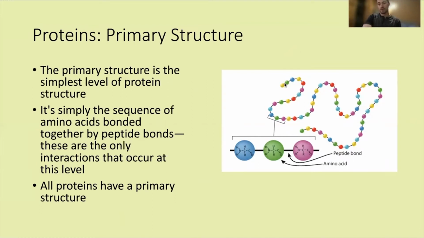If you look right over here to the right, that's exactly what it is. These little circles are just amino acids, and the primary structure is just considered the sequence and the order of the amino acids. The only interaction at this level are those peptide bonds. And actually, peptide bonds are only present at this level. All proteins have a primary structure, obviously, because the definition of a protein is that it's made up of amino acid monomers. So all proteins do have a primary structure.